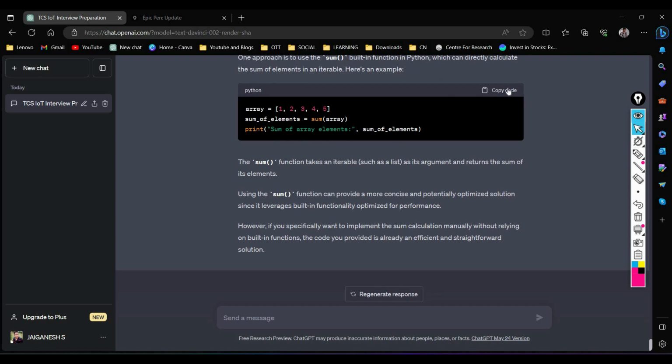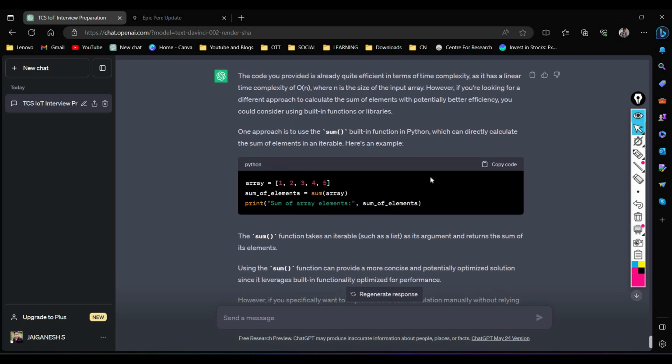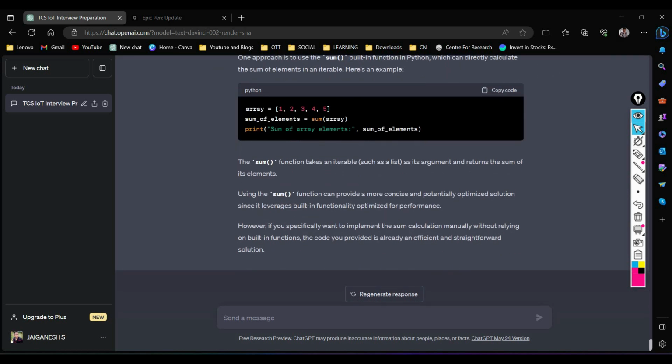So it has given me some other code. In case you are not familiar with how to identify the differences, you can copy this code, or even the code is not necessary. You can simply ask ChatGPT in what way the second code is more efficient than the first code.